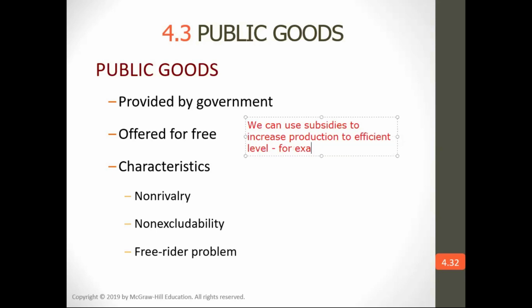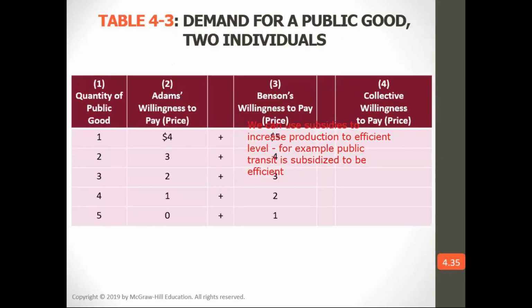For example, public transit is subsidized to be efficient. So this is non-rival, non-excludable. However, there's a free rider problem, which means that people who don't pay taxes benefit from public goods. So people who don't pay taxes benefit from national defense and benefit from roads.